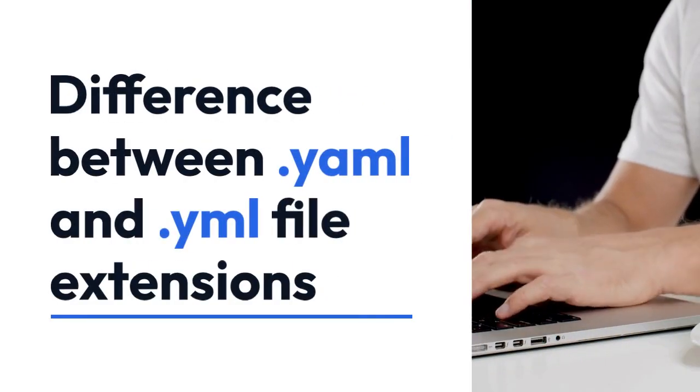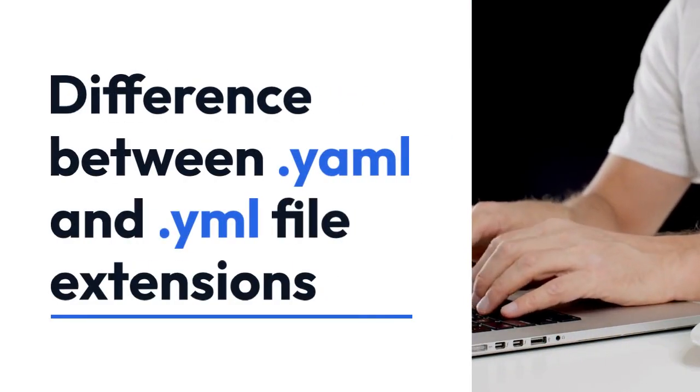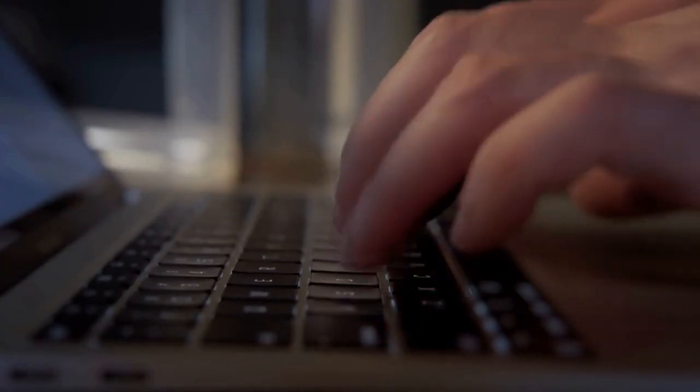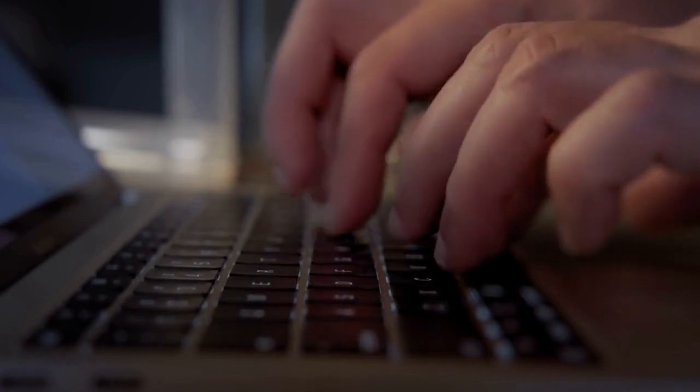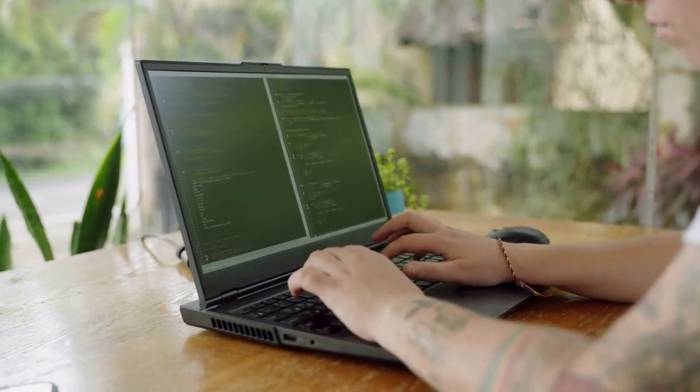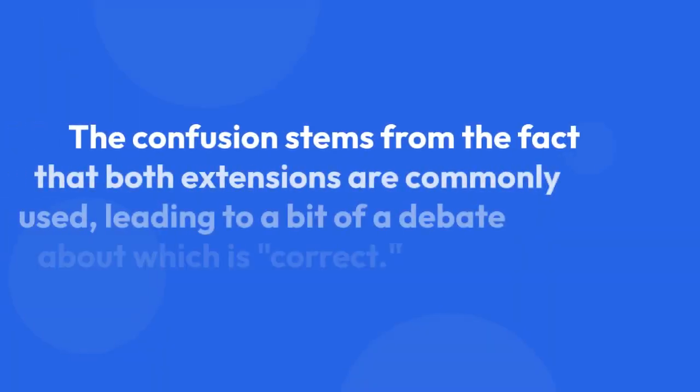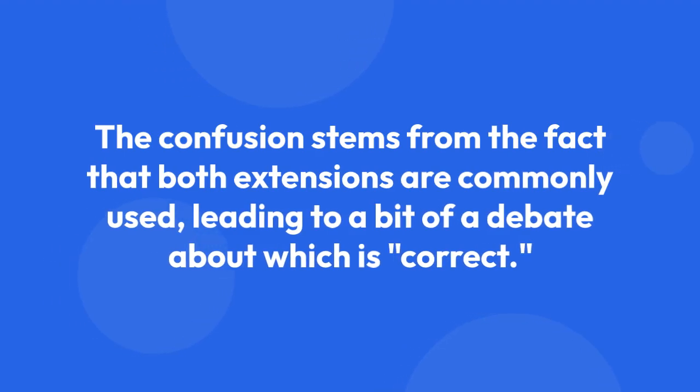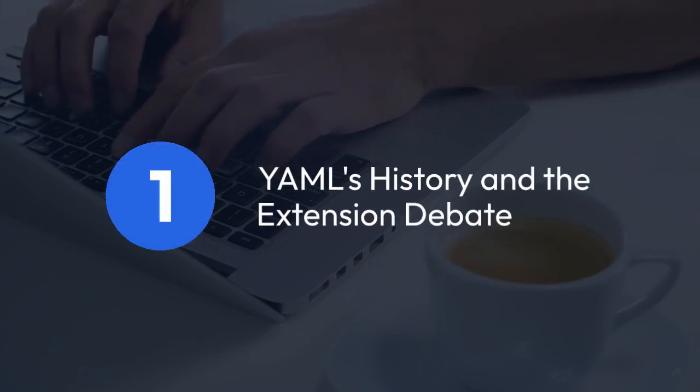We're going to explain the difference between .yaml and .yml file extensions. Both .yaml and .yml are used for YAML Ain't Markup Language files, a human-readable data serialization language. The confusion stems from the fact that both extensions are commonly used, leading to a bit of a debate about which is correct. Let's clear this up.